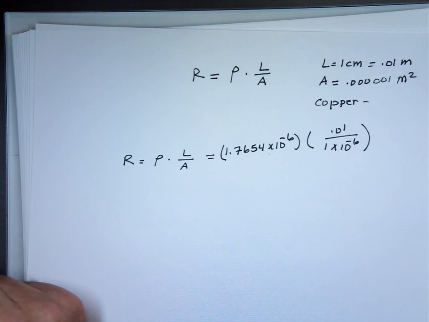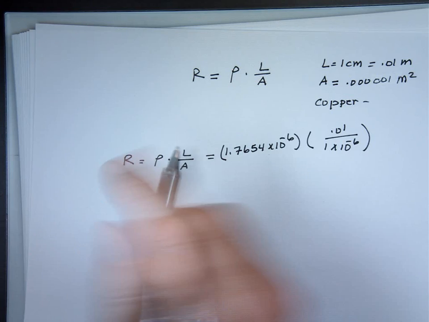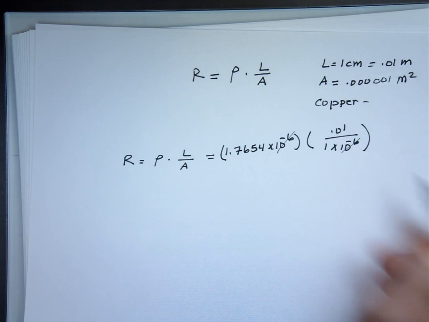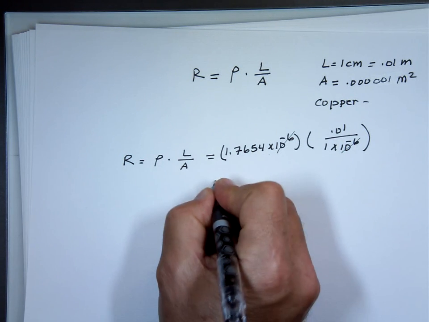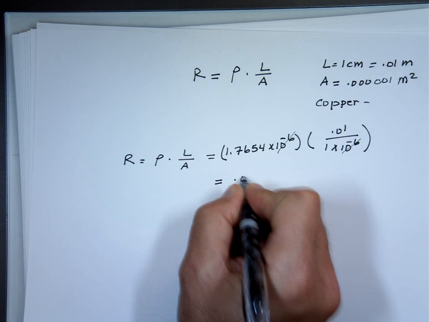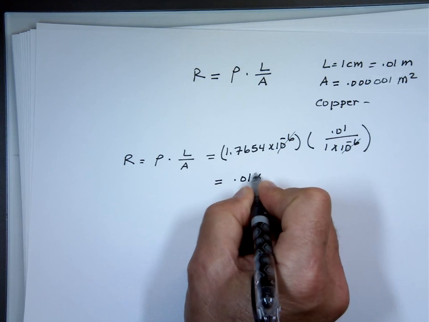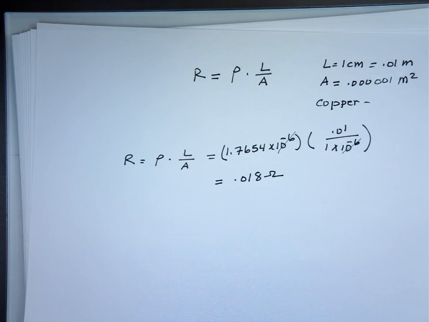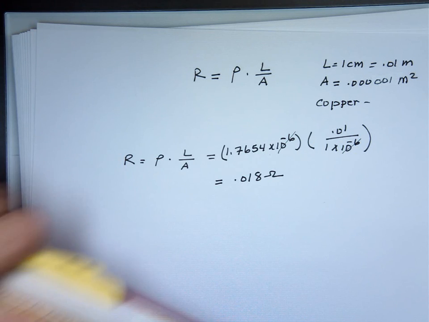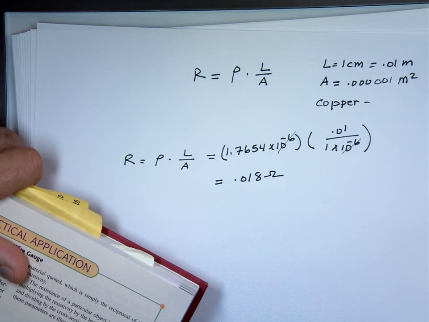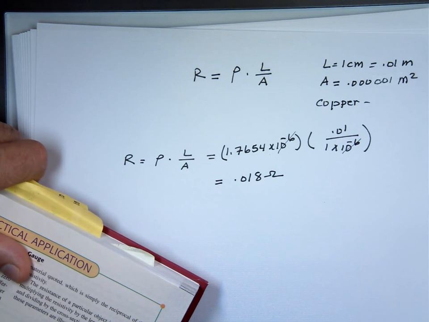These two are the same. I can cancel them out. So the value of that is probably 0.018 ohm, roughly. Small resistor. We said copper is a good conductor. All they're giving us actually here is metal. Metal, all of it's good conductor.